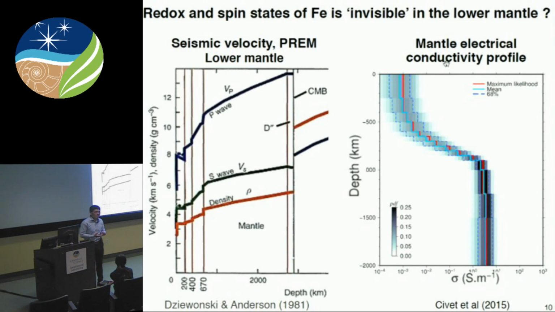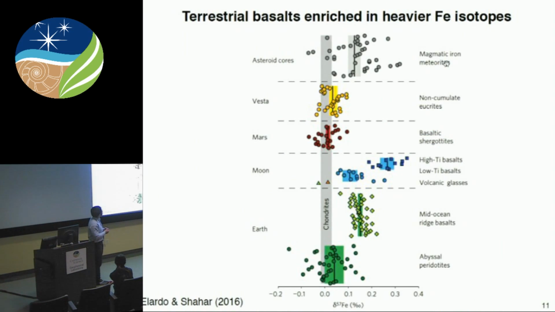We need to keep in mind that the lower mantle is pretty homogeneous in terms of the 1D seismic profile, density profile, and electrical conductivity. So if we observe any anomalies caused by valence state or spin state in bridgmanite, we need to think about how to reconcile the mineral physics observations with the geophysics observations.